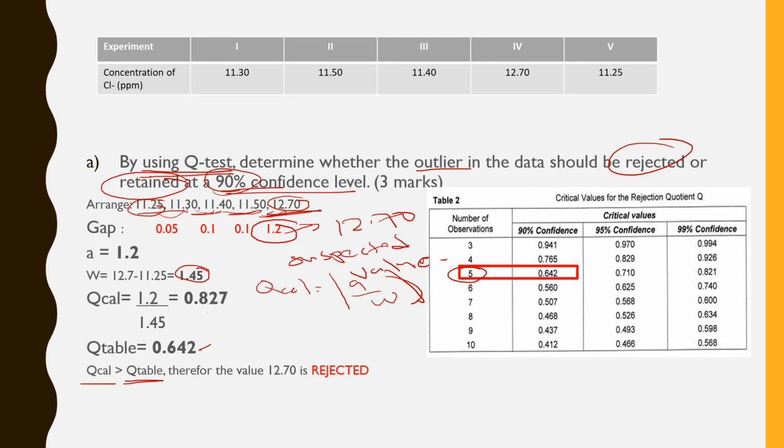So if it is higher, the suspected value 12.70 has to be rejected. So this value has to be rejected. So no more value for table for experiment 4 because the Q calculation is higher than Q table. Okay.